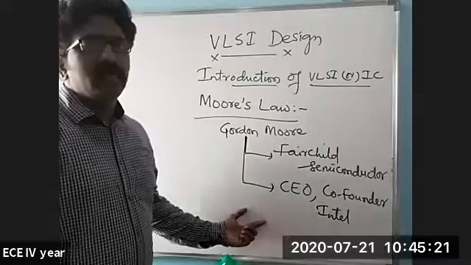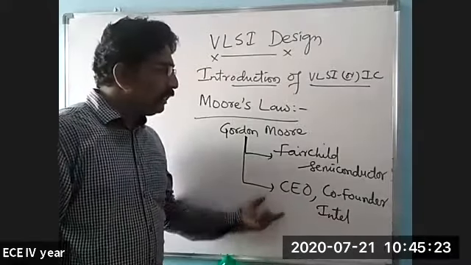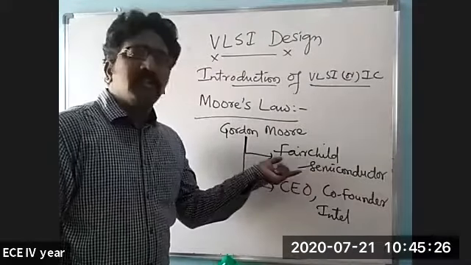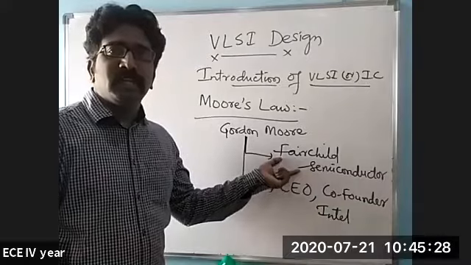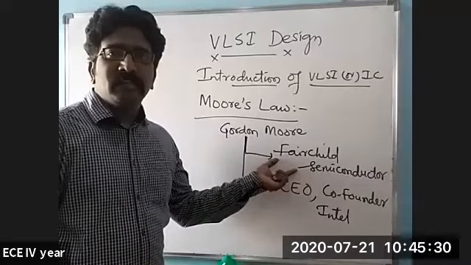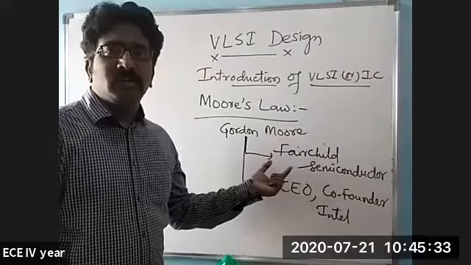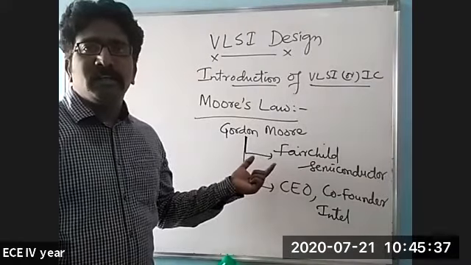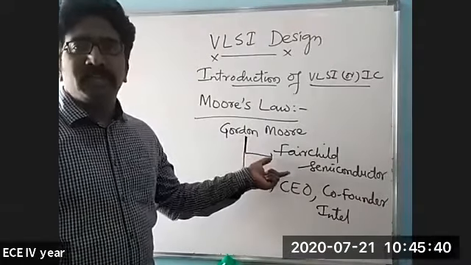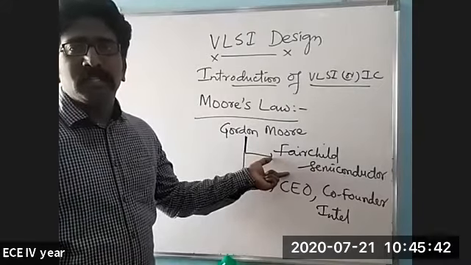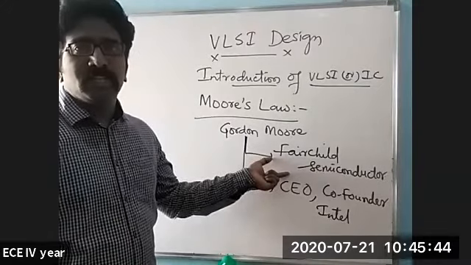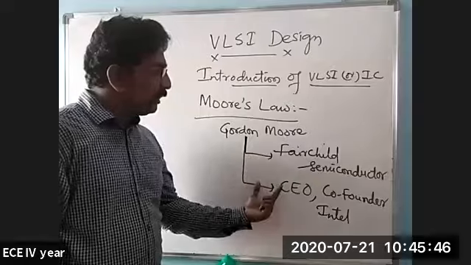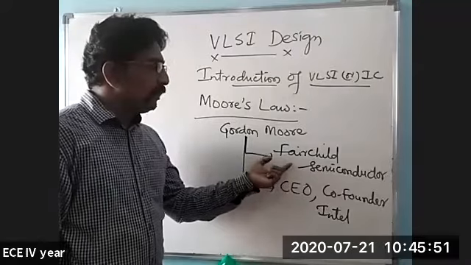He co-founded the company called Intel. How is he related to Fairchild? We saw in the previous topic that in 1959 an electronic device called the MOSFET was invented. The MOSFET was invented by a person related to Fairchild Semiconductor, whose name is Robert Noyce. So these are the two companies co-founded by Moore. The first one is Fairchild Semiconductor, and the second one is Intel. Now let us go into Moore's law.